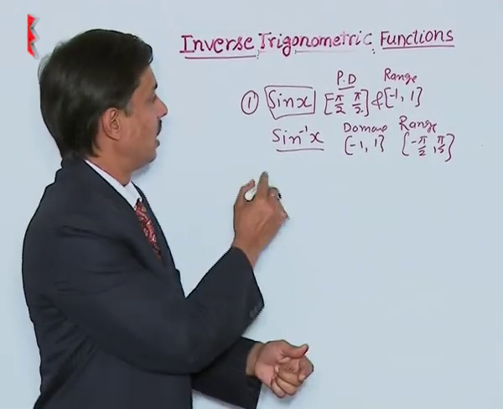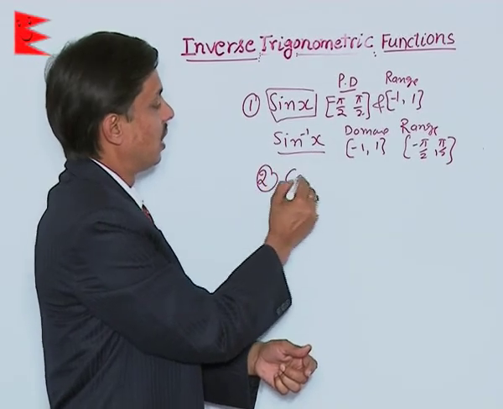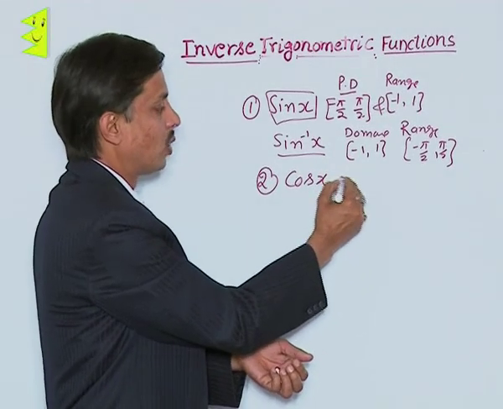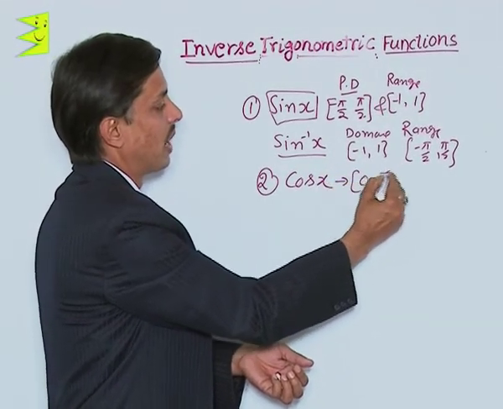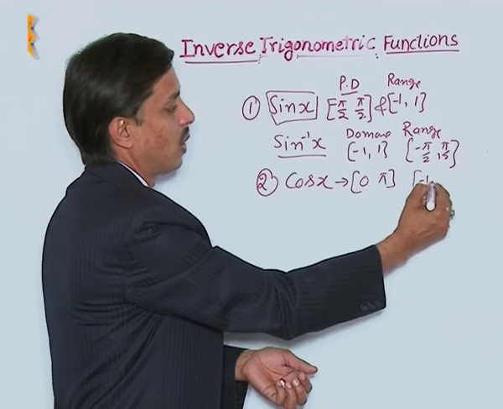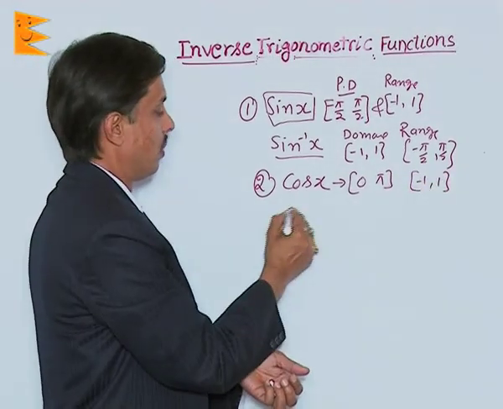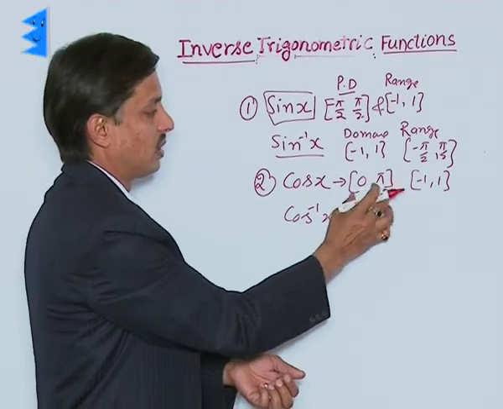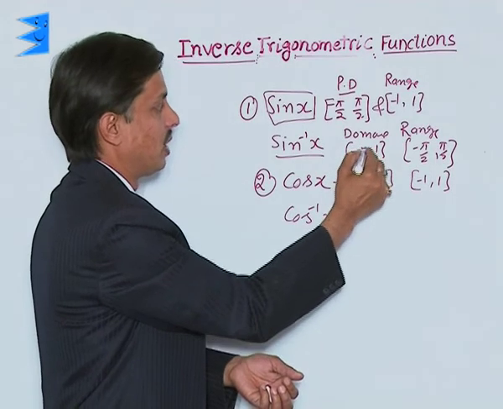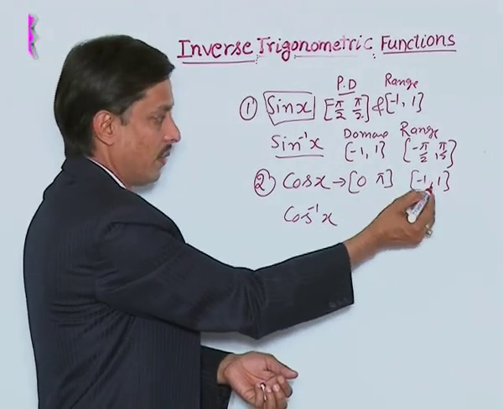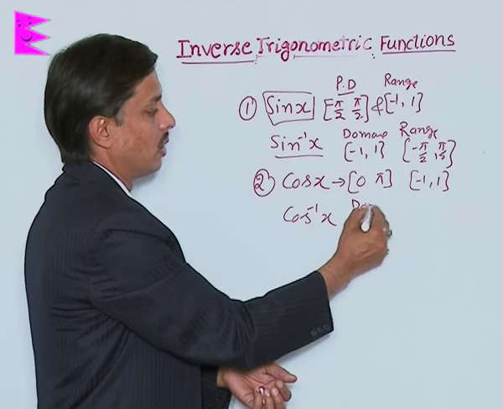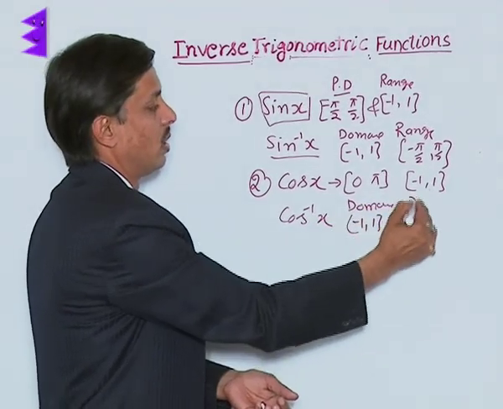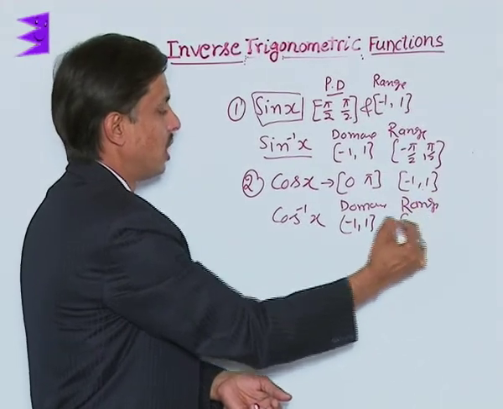As in the case of sin x, similarly in the case of cos x. For cos x, the principal domain is 0 to pi and the range is from minus 1 to 1. But for cos inverse x, the principal domain becomes the range and the range becomes the domain. The domain of cos inverse x is from minus 1 to 1 and the range is from 0 to pi.